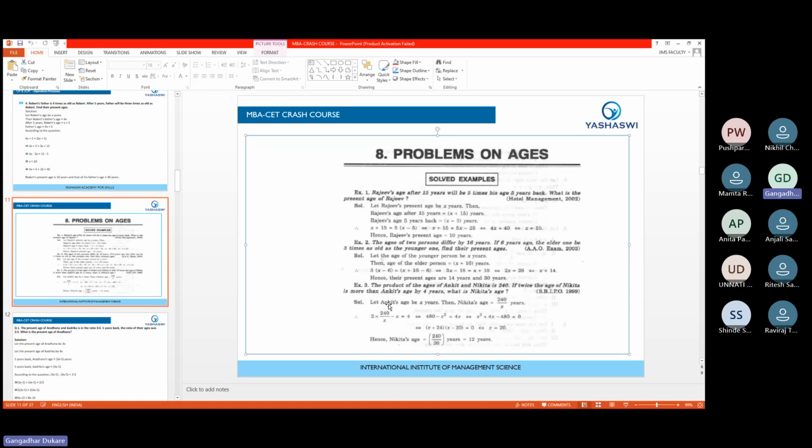In that case, let us first understand Ankita's age. Ankita's age is assumed to be x years. Then in the equation, the product of the ages of Ankita and Nikita is 240, so Nikita's age equals 240 divided by x years. So 2 into 240 by x minus x, and the value of x will come from cross multiplication in this equation.